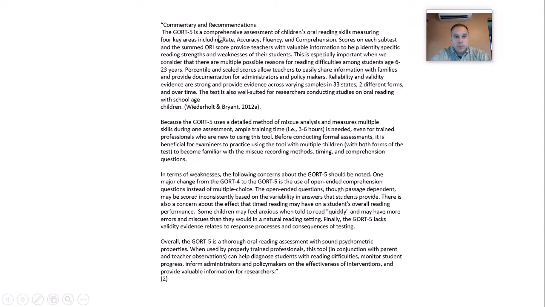So it is a comprehensive assessment of, according to them, children's oral reading skills, measuring accuracy, fluency, and comprehension. It provides teachers with valuable information to identify specific reading strengths and weaknesses. Multiple scores, multiple possible reasons for reading difficulties, takes into consideration people from 6 to 23 years old. Percentiles and scaled scores make it easy to share information. It is reliable and valid. The normative sample was large and diverse.